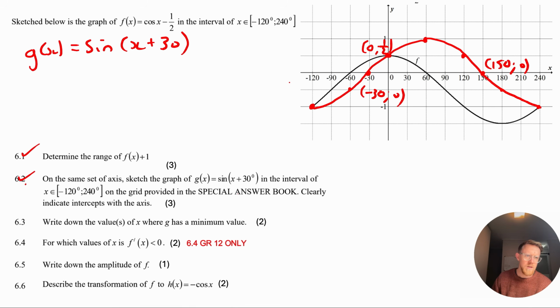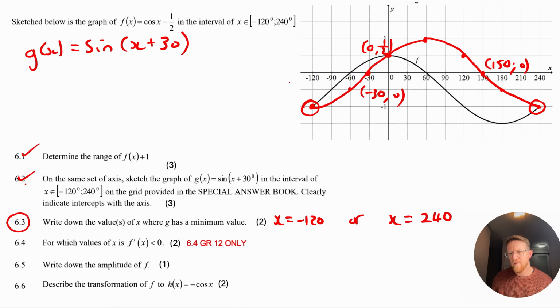This one, write down the values of x where g has a minimum value. So you can see it's got a minimum over there. Minimum just means the lowest point. So it's there and there. So you can just say x is minus 120 or x equals 240. Don't do something like this, because then you're kind of saying that it goes from minus 120 to 240. But you're not saying from minus 120 up to 240. You're just saying at minus 120 or at 240.